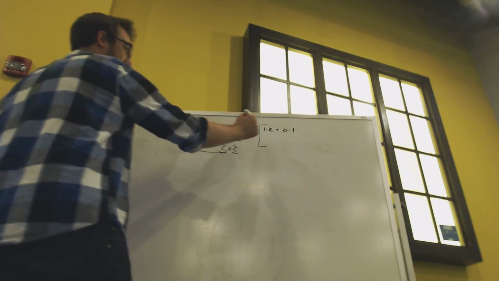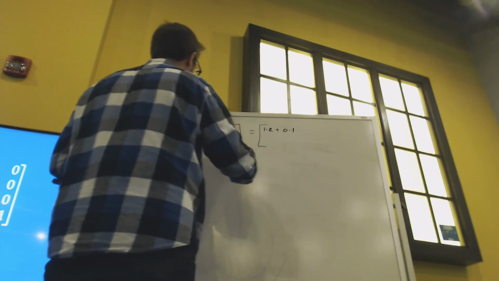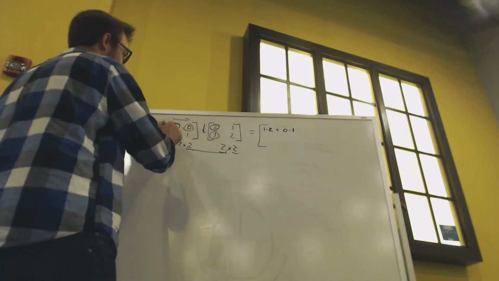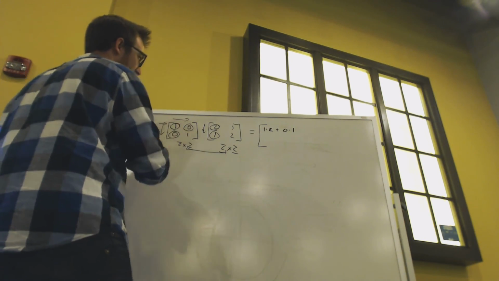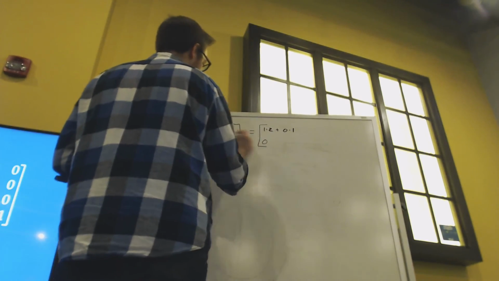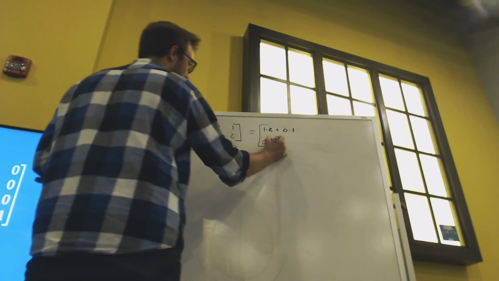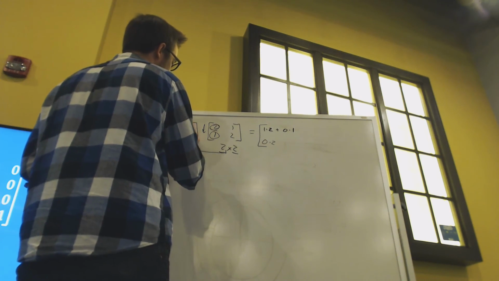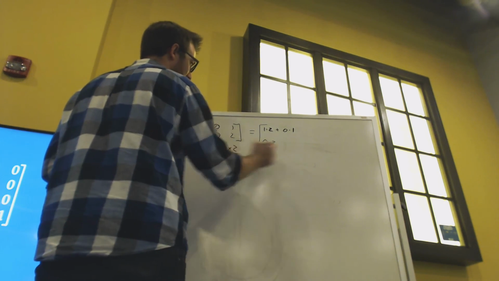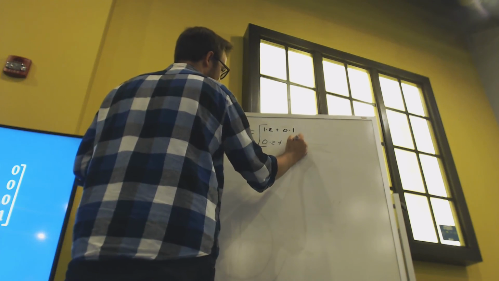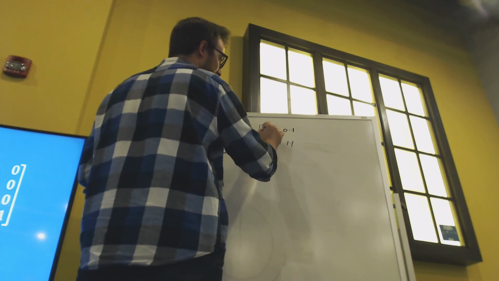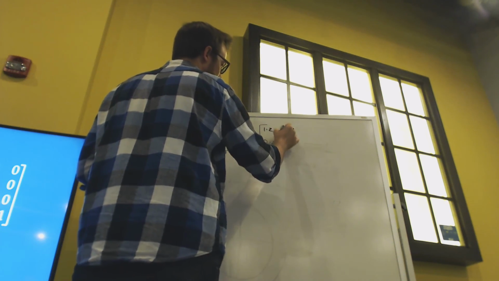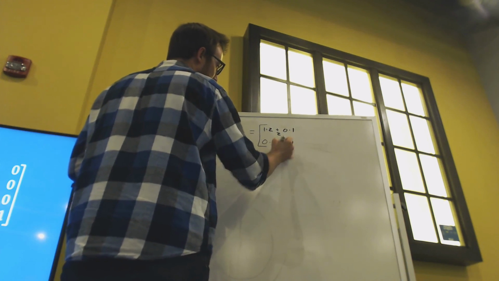And now we're done with this cell. So now we're going to go to the next one. So now we'll go down, and we'll start at 0, and we're going to multiply by 2. And then we're going to do the same thing. We're going to go over 1, and then we'll multiply by 1. And so this ends up being 2 plus 0, so 2, 0 plus 1, so 1.